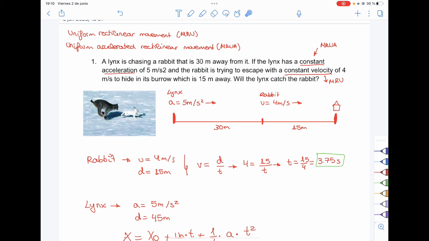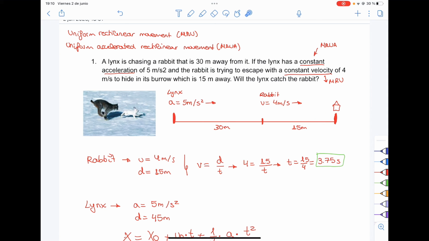Okay, and then we know that the rabbit is trying to escape to find refuge 15 meters away. So the rabbit is running in this direction and the lynx is also running in this direction, chasing the rabbit. So how can we know if the lynx will catch the rabbit? First we need to discover how much time it is going to take the rabbit to cover this distance. And then we have to know how much time it is going to take the lynx to cover this distance. And if the rabbit arrives first to the burrow, then the rabbit is going to win.